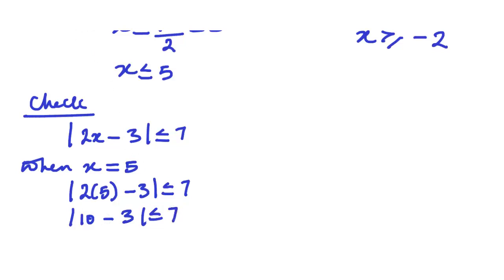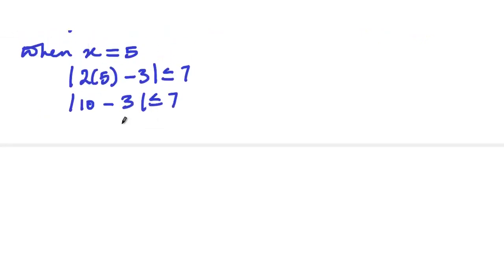Let me increase the page. So we have 10 minus 3 equal to 7. What's 10 minus 3? That is the absolute value of 7, which is less than or equal to 7, which is true. All right.